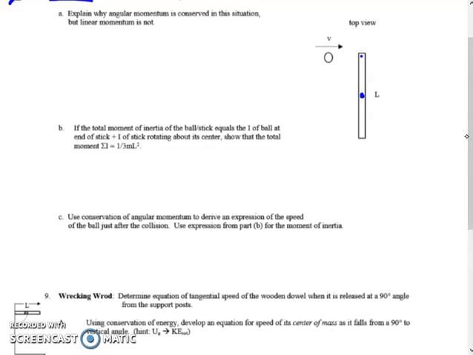Angular momentum is conserved because there's no external torque to the system, being this whole thing. Okay, the torque that the ball hits the end of the rod with is internal to the system. Work this out. That's really important. Derive an expression for the speed just after collision. We did that before. And I didn't ask here, but remember, linear momentum is not conserved because of an external force due to the pivot point.